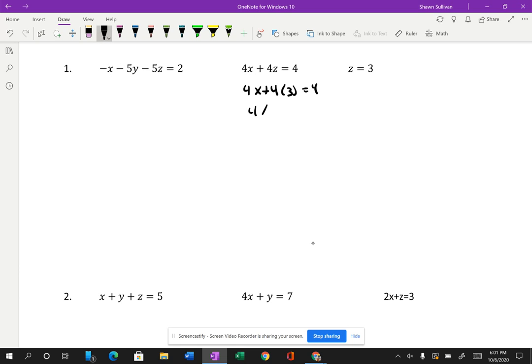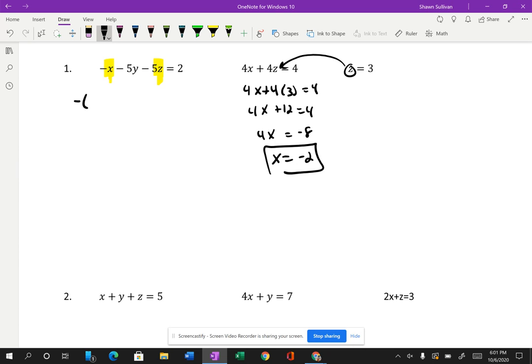So we know that 4x plus 12 is equal to 4, and 4x is equal to negative 8. So x equals negative 2. So we substituted z in for our value. And now we're going to substitute our values for x and z into our first equation, and we're going to solve for y. We want to be careful because our x value in our first equation up here has a negative, and the x that we solved for also has a negative.